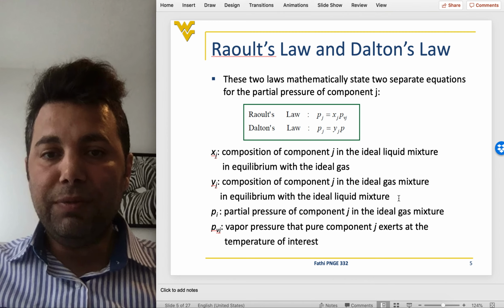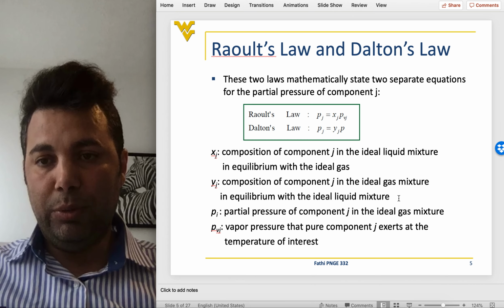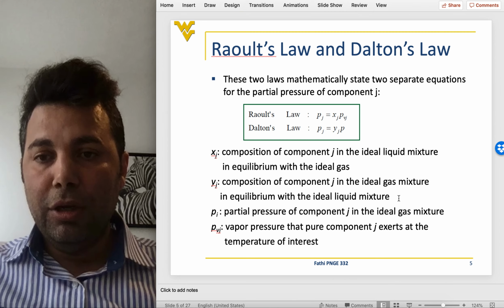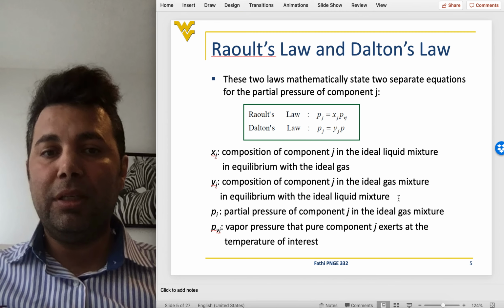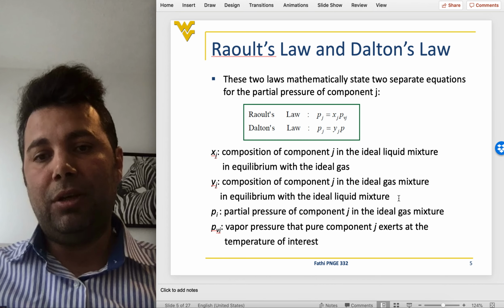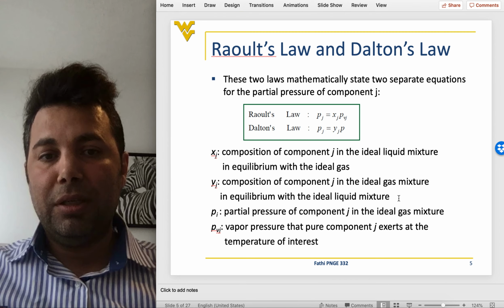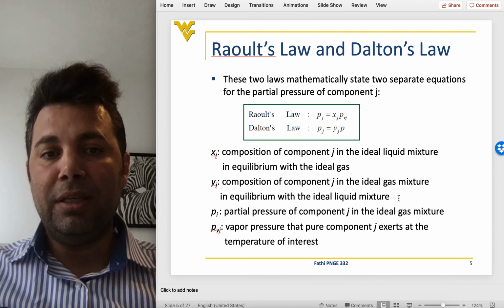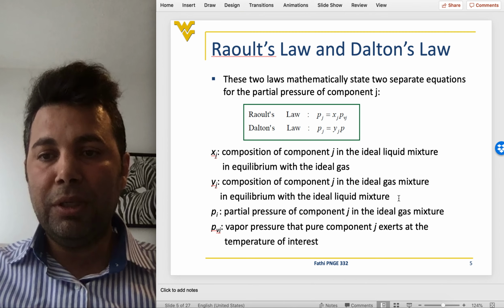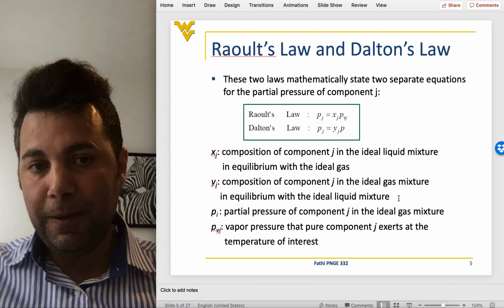So for the liquid phase, we have Raoult's law, which says the partial pressure exerted by any component in the liquid phase is equal to the mole fraction of that component in the liquid phase times the vapor pressure of that component. Okay, so if I have a mixture of three components, the pressure exerted by the first component at the interface is equal to the mole fraction of that component in the liquid phase times the vapor pressure of that component.